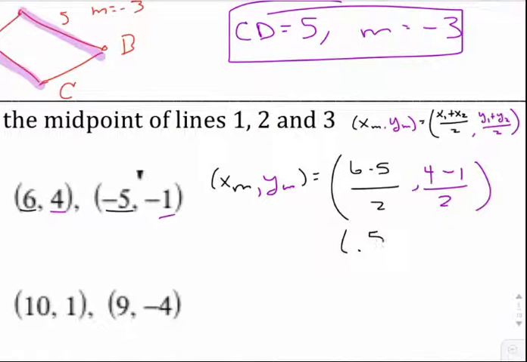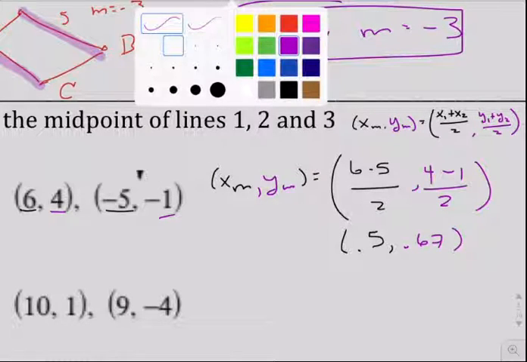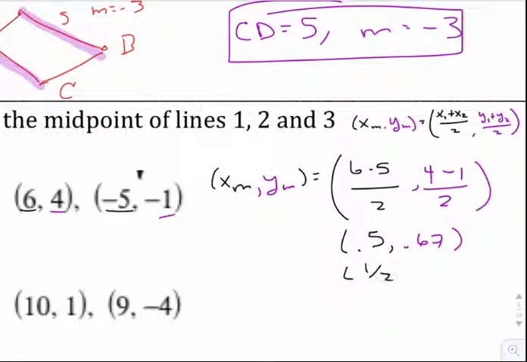I think I'll go ahead and write it as a 0.5. 4 minus 1 is 3, divide that by 2. You get 3/2, which is 1.5. That's an approximation. If you want to keep it as a fraction, which is honestly my preferred way to write it, we're looking at 1/2, comma, 3 over 2.